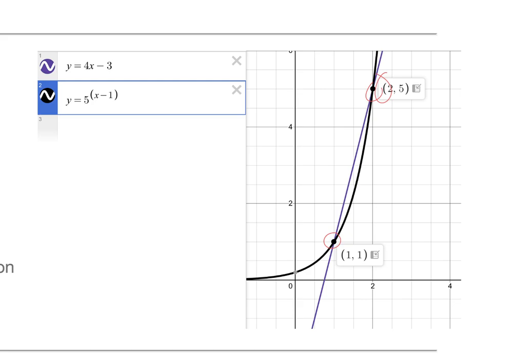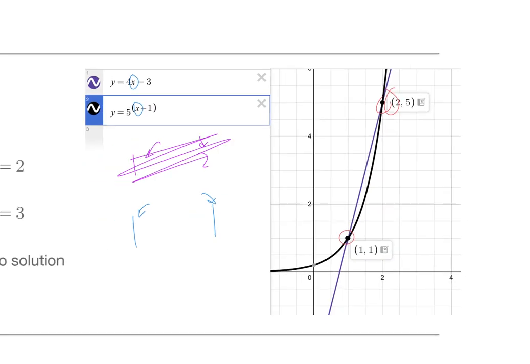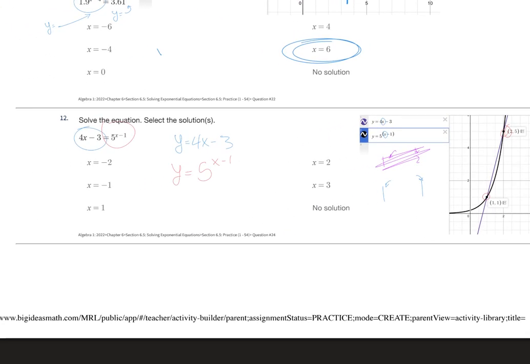Here's what I did not say: plug in 1 on one side and 2 on the other. Don't do that. Plug in 1 on one side and 1 on the other, like here and here, and see what happens. So the answers are 1 and 2.